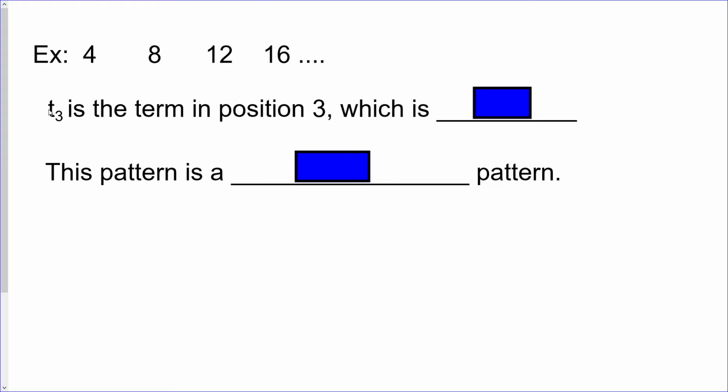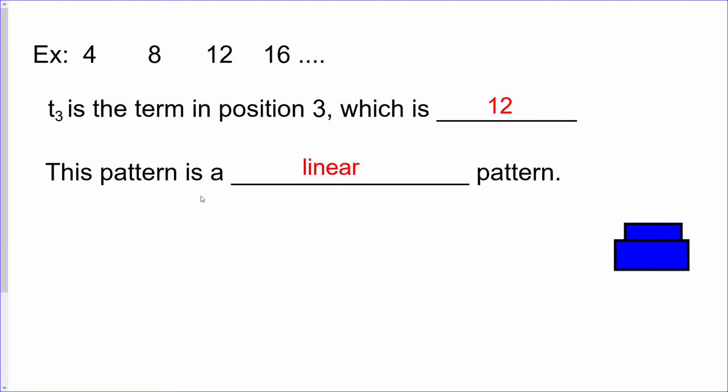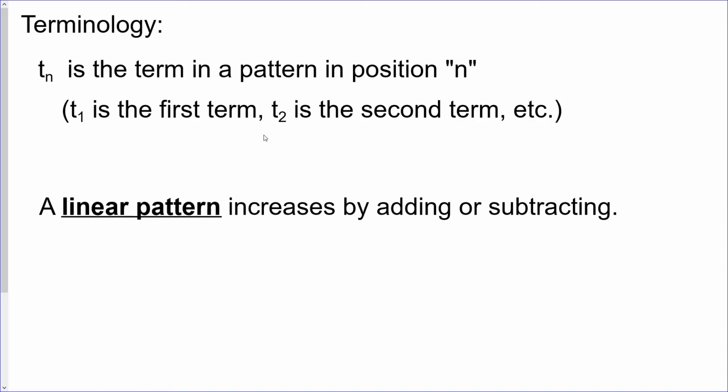They're fairly straightforward, but I'm still going to go over them because it's important that you grasp this so you don't get lost later on when I use the same terms. Remember, T3 is whatever term is in position 3, which in this case is 12. First position, second position, third position. And this pattern is a linear pattern, in case you didn't gather that, because we're adding just 4 each time.